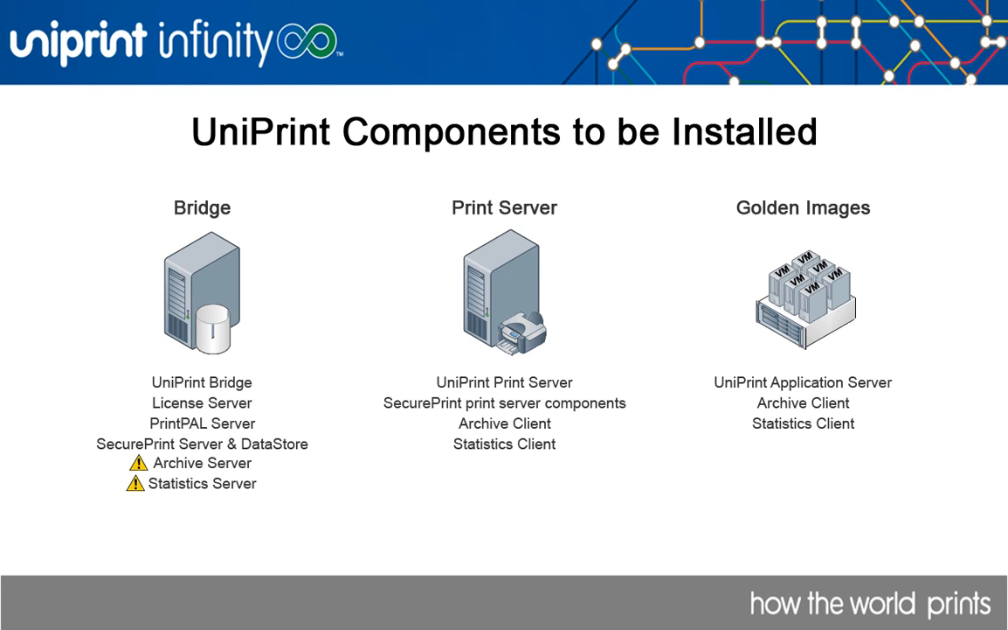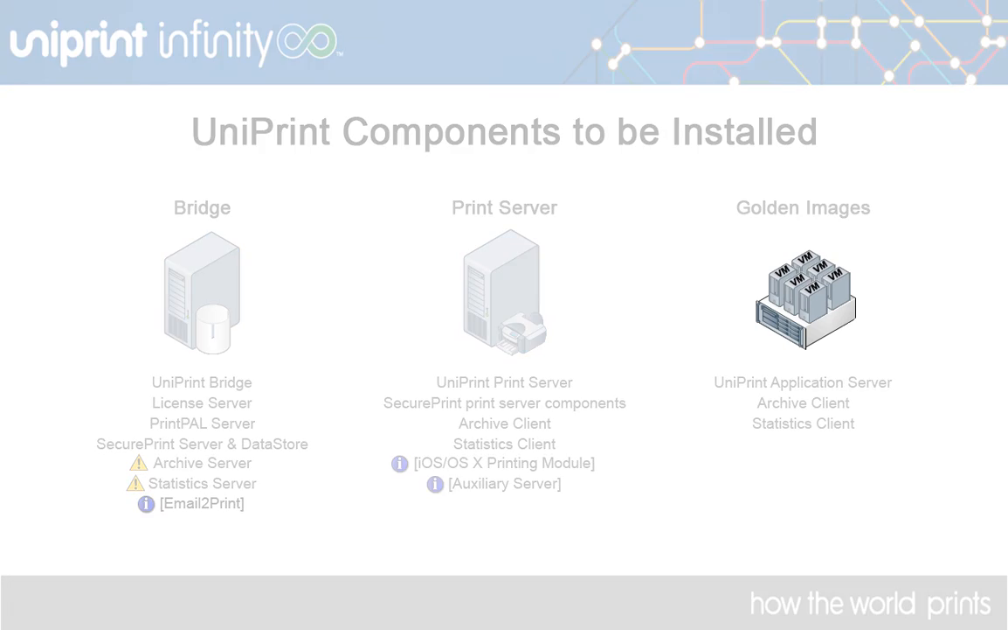If you're interested in testing our mobile solutions, you can also install the email to print server on the bridge. And for iOS OS X printing, you can install the iOS OS X printing module and auxiliary server on the print server. Mobile printing solutions will be covered in a separate series of videos, so we won't be installing these in this video. Now that you've seen the overall plan, let's get started by installing the UniPrint bridge.